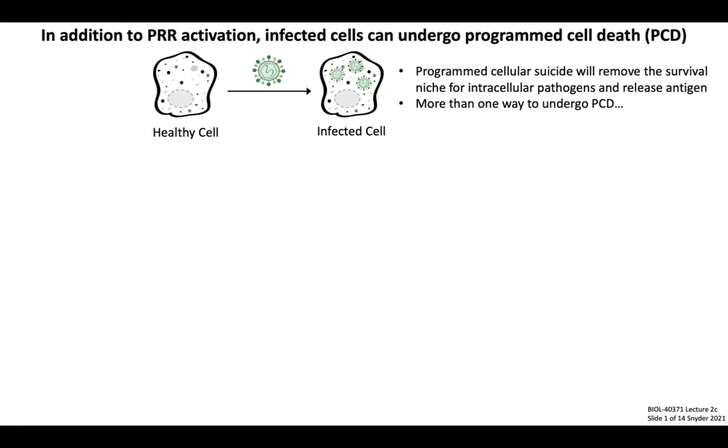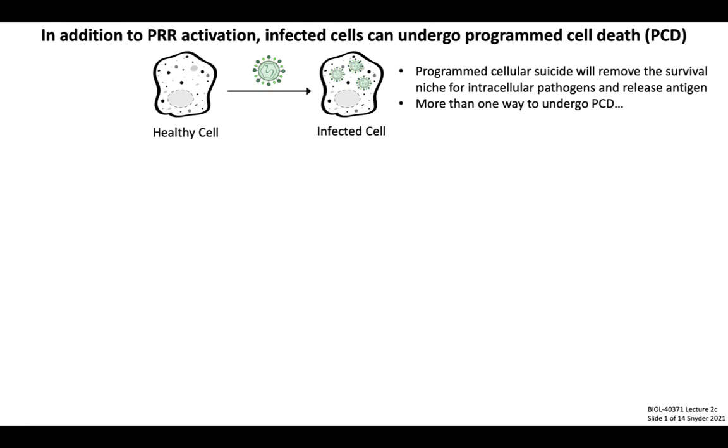In addition to PRR signaling, infected cells can also engage another form of innate immune defense, which is programmed cell death, abbreviated as PCD. I want to emphasize that these are forms of cellular suicide that are controlled by the activation of intracellular signaling cascades, hence why we refer to them as programmed cell death. So this isn't uncontrolled cell lysis.